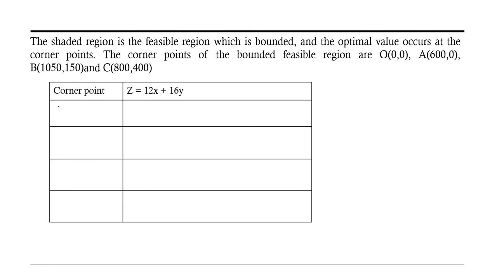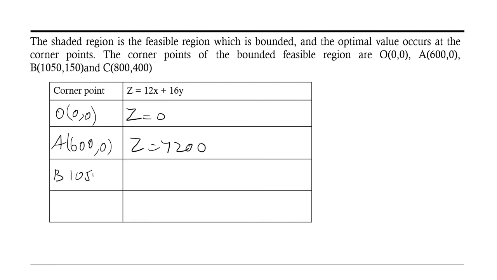The first corner point O 0, 0, Z is 0. The next corner point A 600, 0, Z is 7200. The next corner point B 1050, 150, Z is 15,000. The next corner point C 800, 400, we get Z as 16,000.